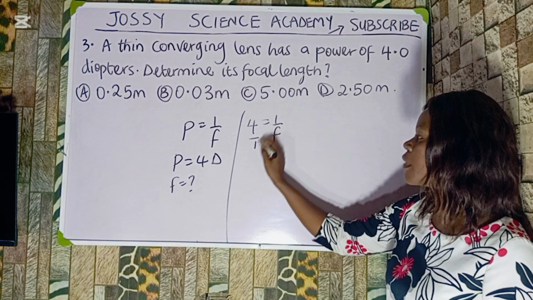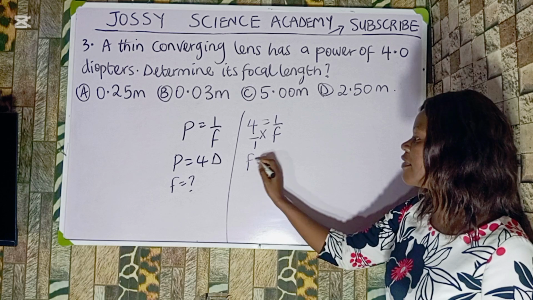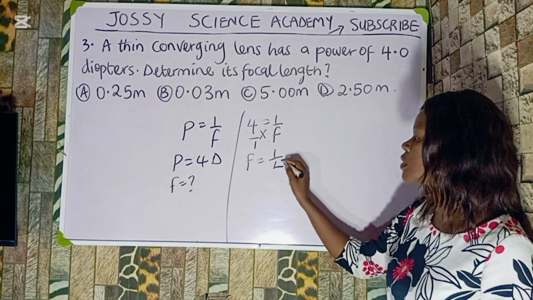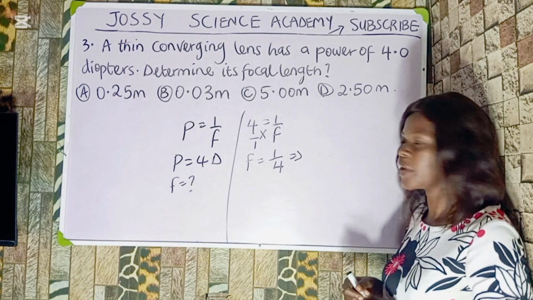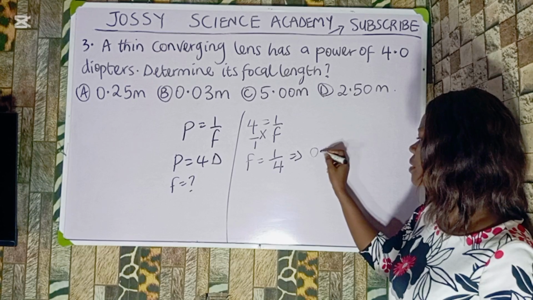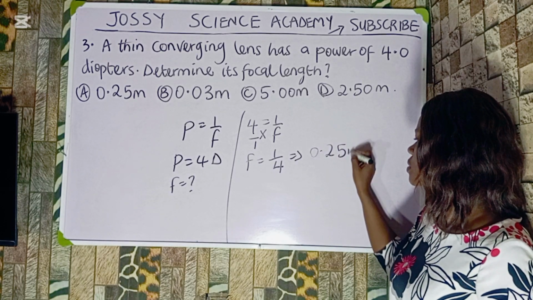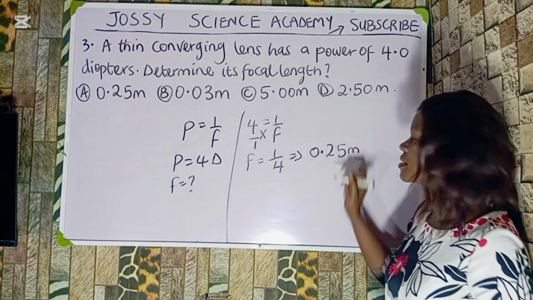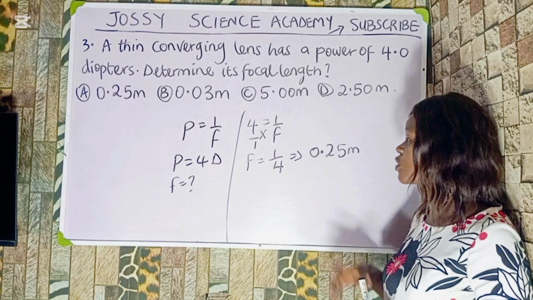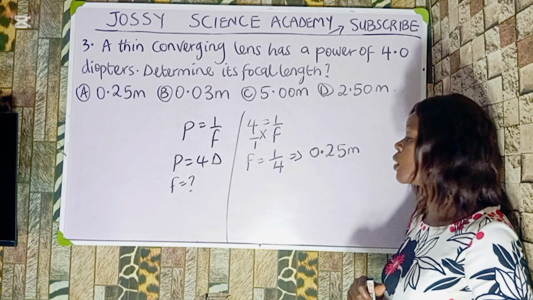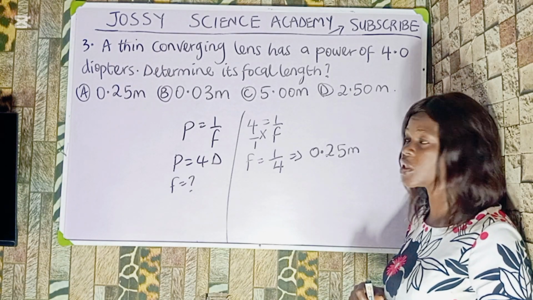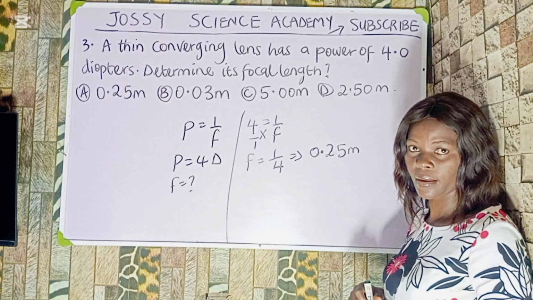So we can say this is over 1, cross multiply, f is equal to 1 over 4, right? By the time you divide, I'm going to have 0.25 meters. So that is simply how to solve it. This question is just quite simple. And from what you have gotten so far, the correct option to this question is option A.